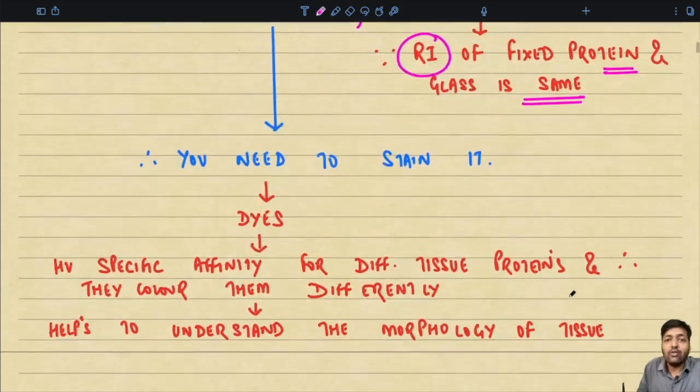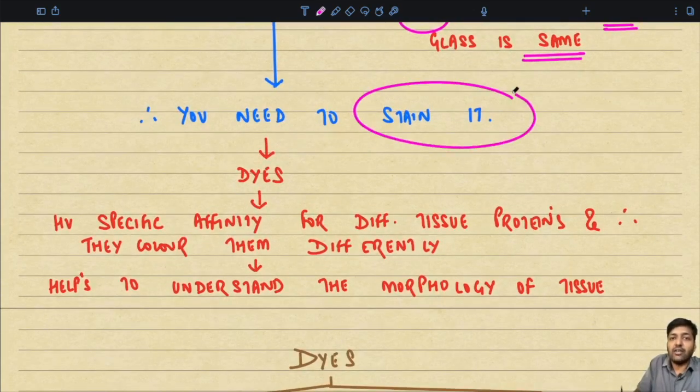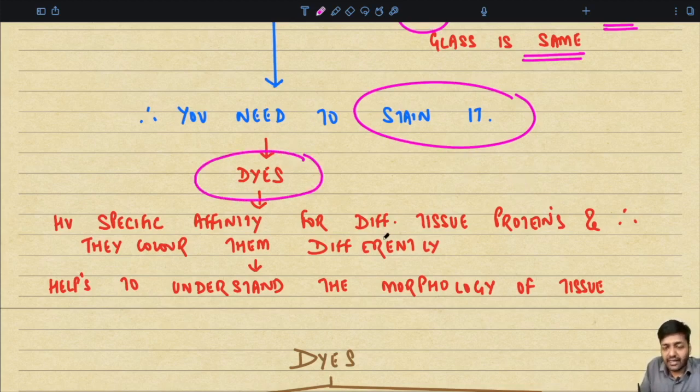So you need to stain the particular section so as to view the morphology, and that is where the role of the different dyes comes in. Dyes have specific affinity for different tissue proteins, and therefore they color them differently. This helps us to understand the morphology of the tissue. Very important, to make out the morphology of the tissue, we have to use dyes.